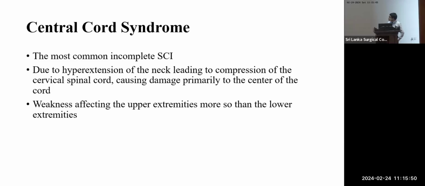The central cord syndrome. This is the most common type of incomplete spinal cord injury. Usually, this happens due to hyperextension of the neck, leading to compression of the central part of the cervical spinal cord. And the hallmark feature is weakness affecting the upper limbs more than the lower limbs.